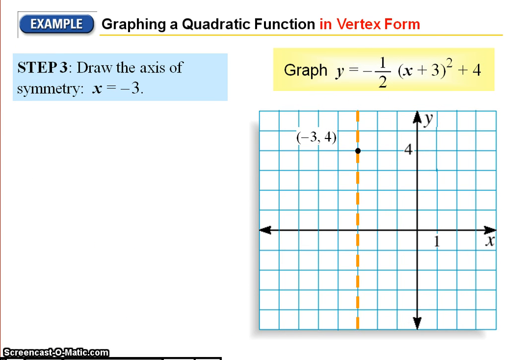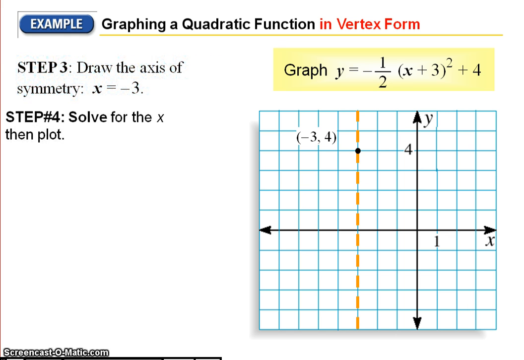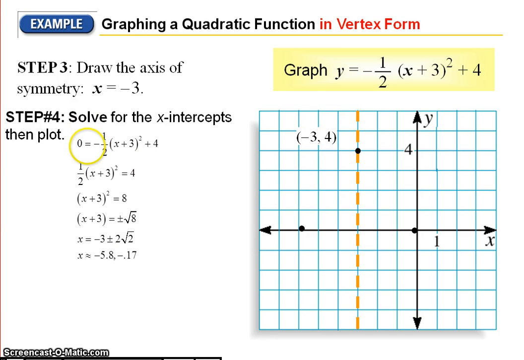Okay, so we have the axis of symmetry. We know it's going to be symmetric. We're going to solve for the x-intercepts. We're always going to need to find the x-intercepts if they exist. So to find the x-intercepts, we just set our function equal to 0, and then we just solve using the rules for all of the solving that we've been doing this semester.